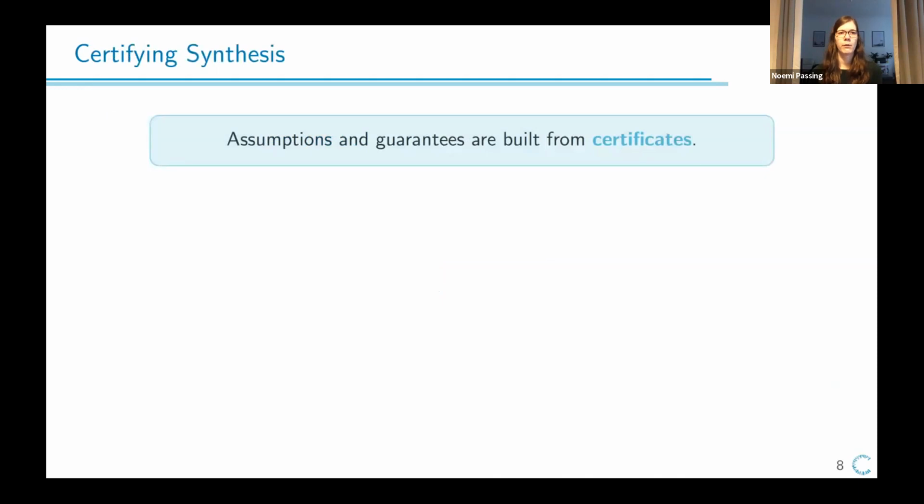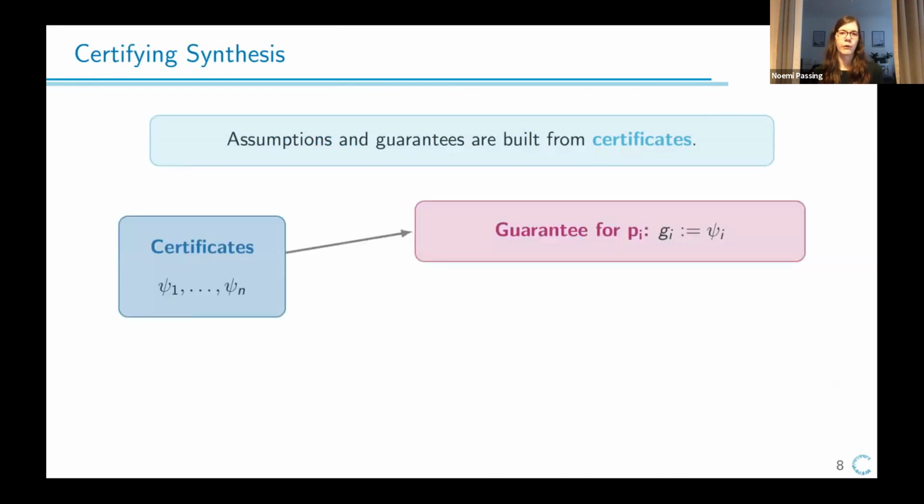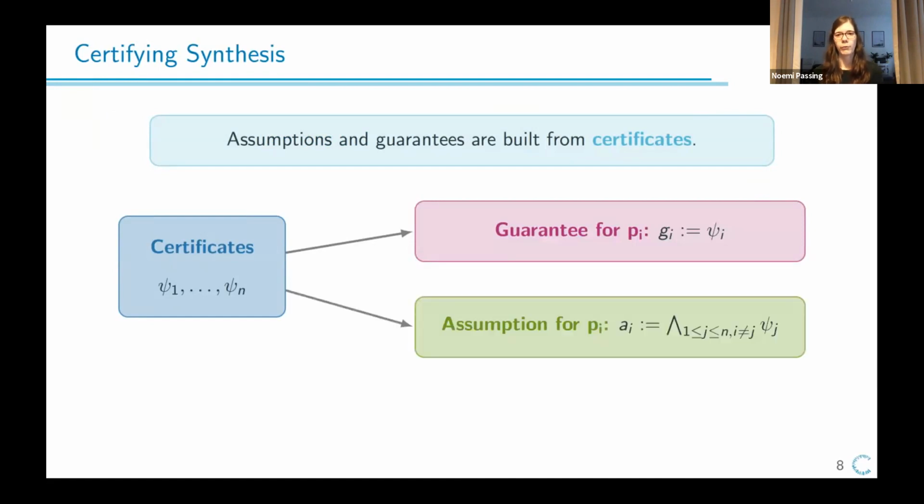Let's first have a look at the main idea of certifying synthesis. As I already mentioned, the assumptions and guarantees of the assume guarantee contract are built from certificates. So we synthesize a pool of certificates, one for each of our processes, and the guarantee is exactly the certificate of the corresponding process. So our certificates exactly capture the behavior a process commits to. The assumption of a process is then just the conjunction of the certificates of all other processes. So it may assume that the other processes will not deviate from their guaranteed behavior.